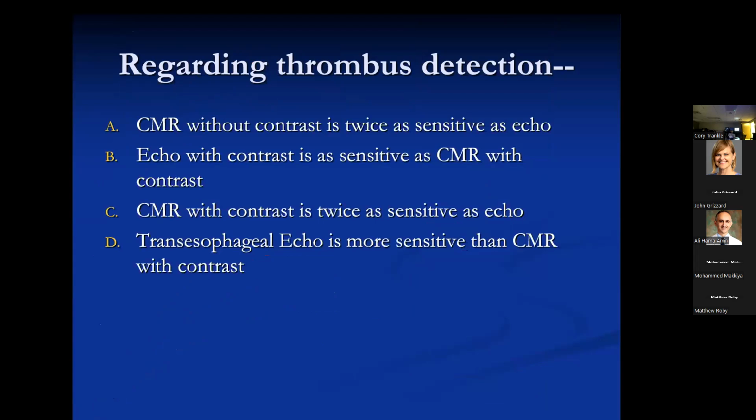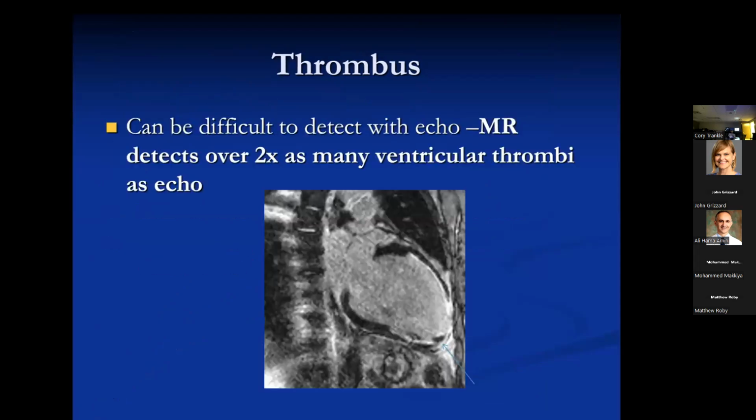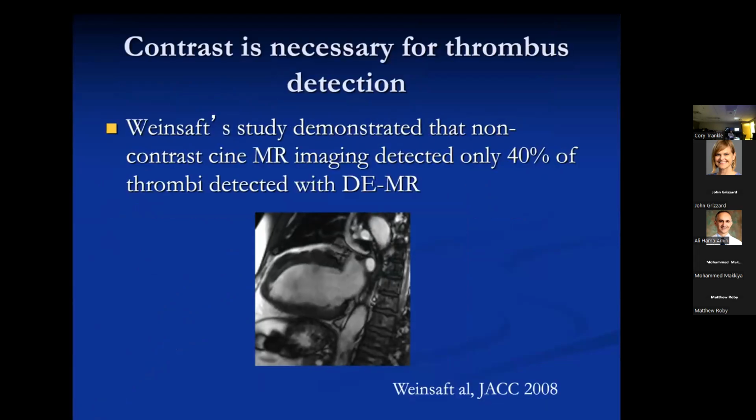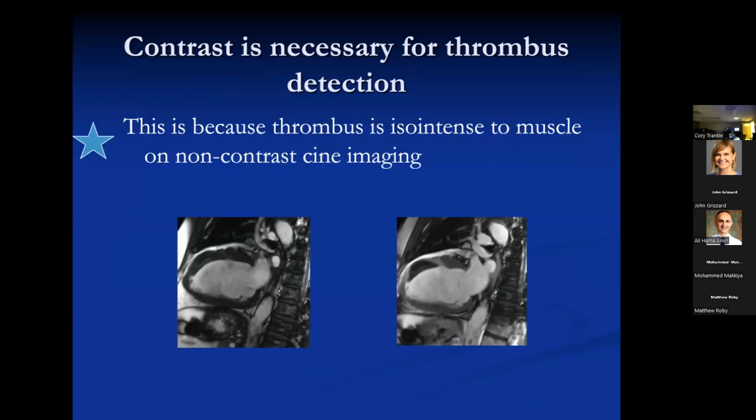Regarding thrombus detection, we talked about this in our opening slide, and I think everybody kind of got this. CMR with contrast is twice as sensitive as echocardiography. This was shown by Wansapt, and it's been validated by other series. But it requires contrast for that accuracy. If you don't give contrast, very similarly to echo, you only pick up about 40% of the thrombi that you're going to pick up in total if you give contrast. And that's because the thrombus is isointense to myocardium. So remember that for maximum sensitivity of detection of thrombus, you really need to give contrast, okay?